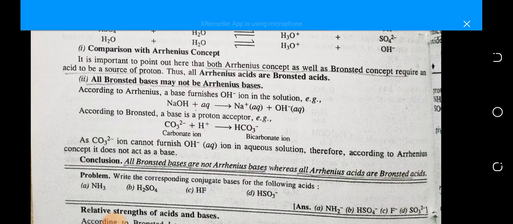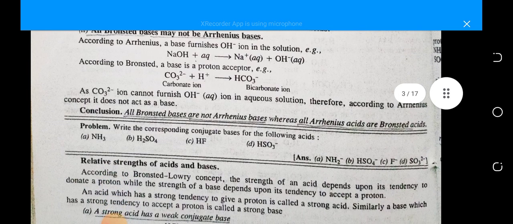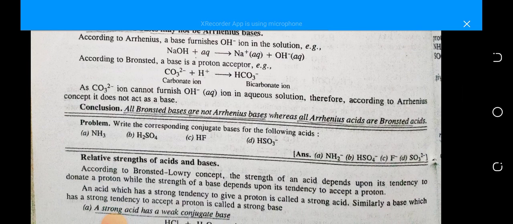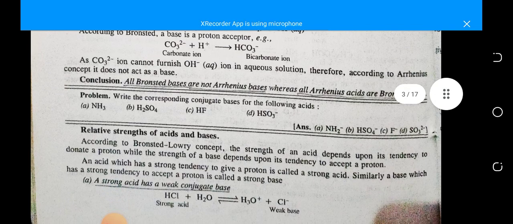According to Arrhenius, a base furnishes OH negative ions in the solution. According to Bronsted, a base is a proton acceptor. As the CO3 2 negative ion cannot furnish OH negative ion in aqueous solution, according to the Arrhenius concept it does not act as a base. Conclusion: all Bronsted bases are not Arrhenius bases, whereas all Arrhenius acids are Bronsted acids.